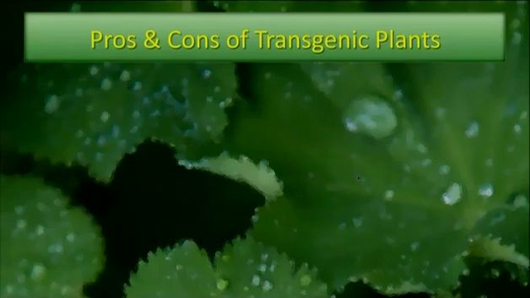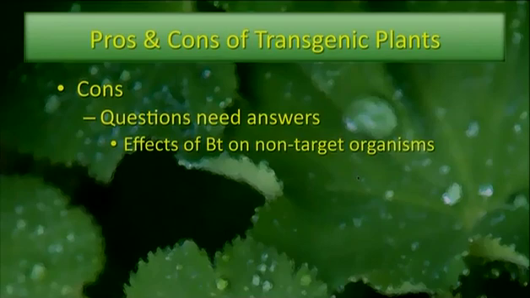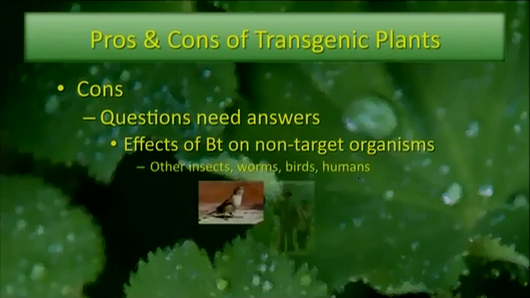Now there are some cons too. Of course, questions about GMOs need to be answered, like the effects of BT, Bacillus thuringiensis, on non-target organisms, such as other insects, worms, birds that might eat caterpillars, and humans farther up the food chain.